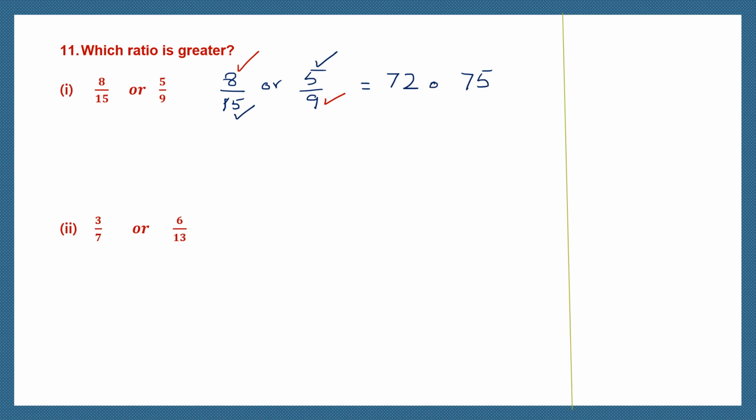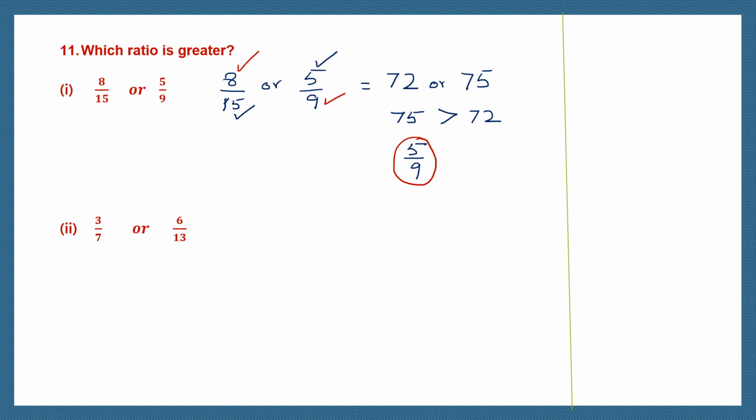So the question is, which is greater, 72 or 75? We know 75 is greater. 75 is greater than 72. That means the second ratio is greater. So what's the answer? 5 by 9 is greater. So this is your answer, 5 by 9. Let's go to the next one.